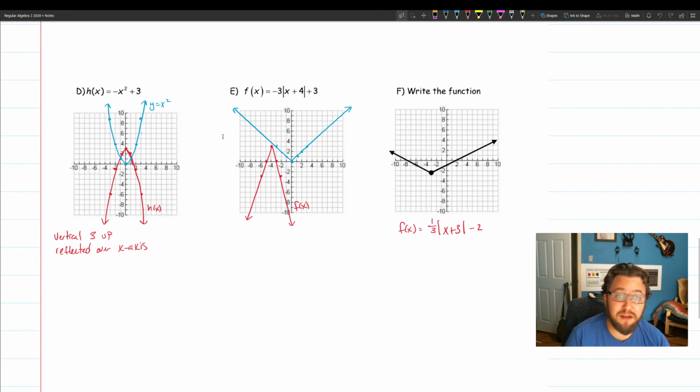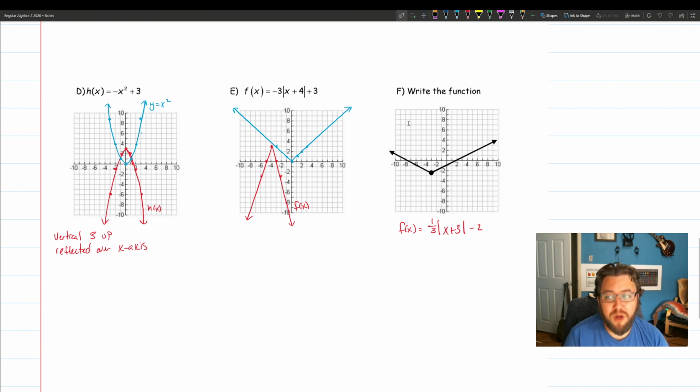On E, we have a lot going on. So to start these, I always do HK first. Our H says we're going to move it to the left 4 spaces, and the K says move it up 3 spaces. That -3 is going to be that vertical stretch, and it's going to be upside down because of the negative. We've stretched it, flipped it, and moved it over.